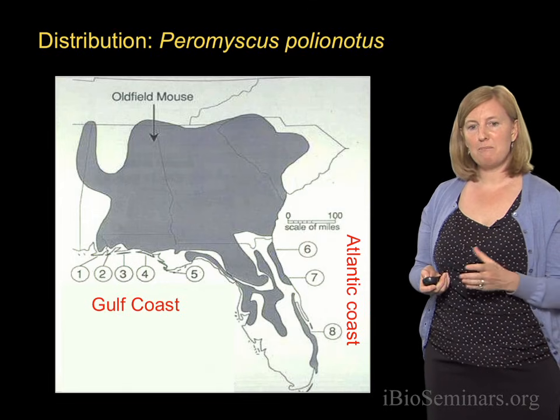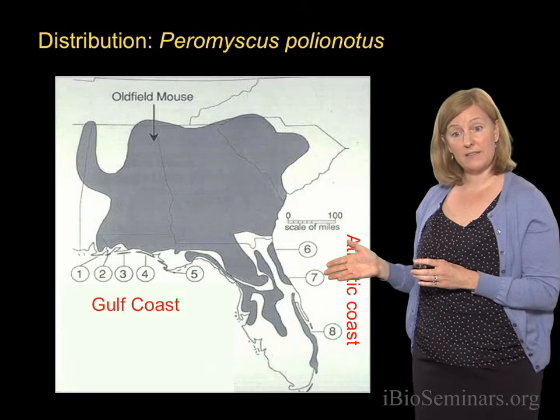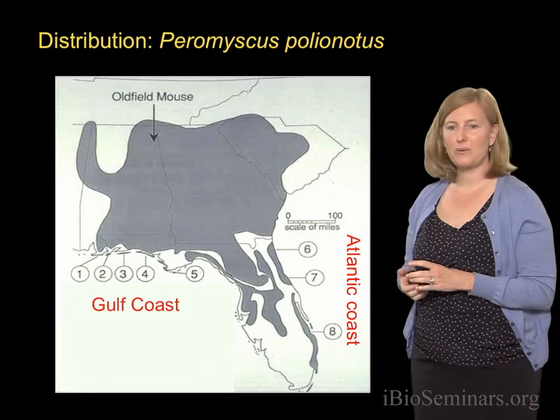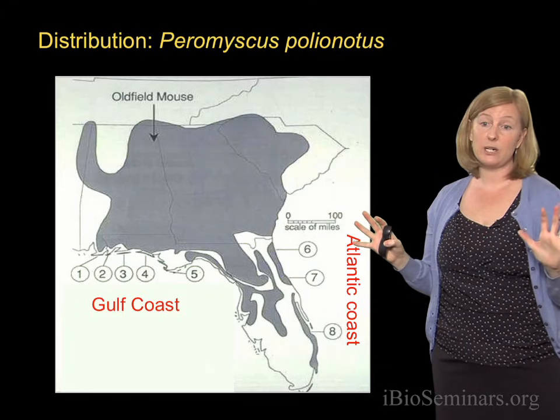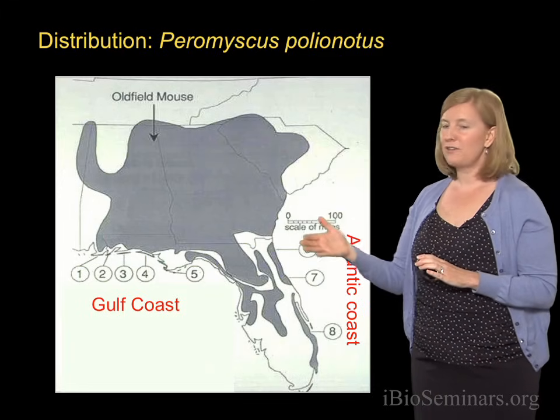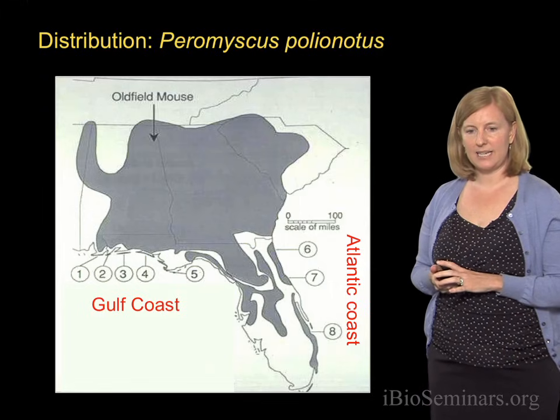So just by way of reminder, so far what I've done is I've focused on only one of these populations, that is population number 3, the Santa Rosa Island beach mouse. But next what I'd like to do is tell you about variation among these subspecies. So the 5 subspecies on the Gulf Coast and the 3 subspecies on the Atlantic coast.